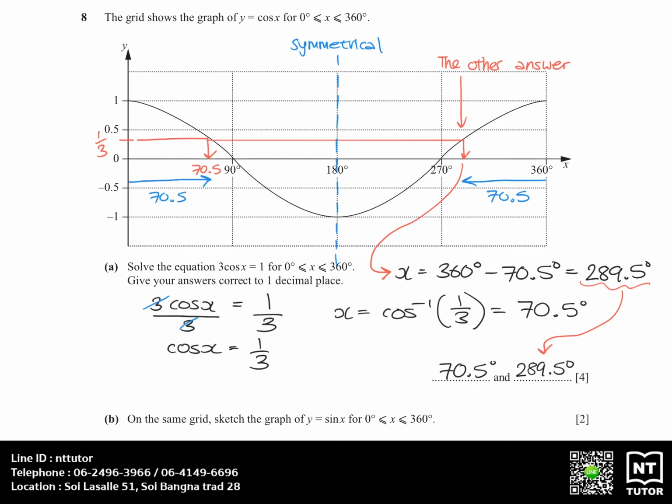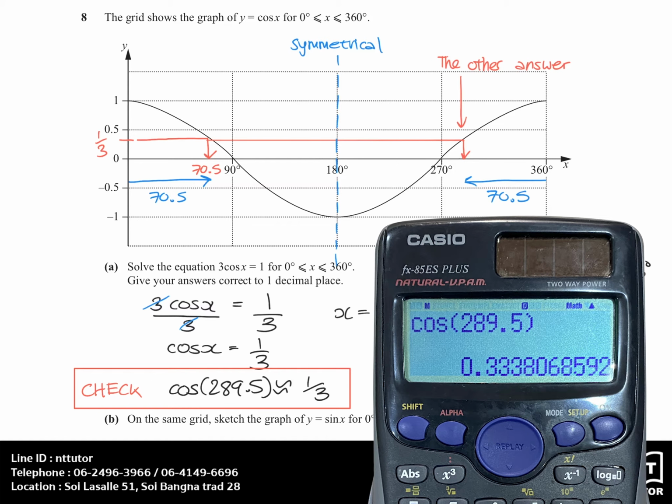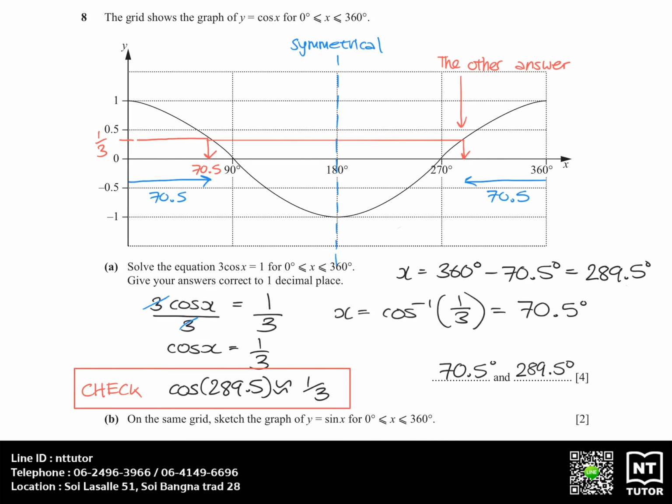If you're unsure about the second angle in your answer, you can always substitute back into the equation. This means that if we substitute back cos 289.5, it should give us an answer roughly equal to 1 over 3, and we can use our calculator to do that. It roughly equals 1 over 3, and therefore our answer is correct.